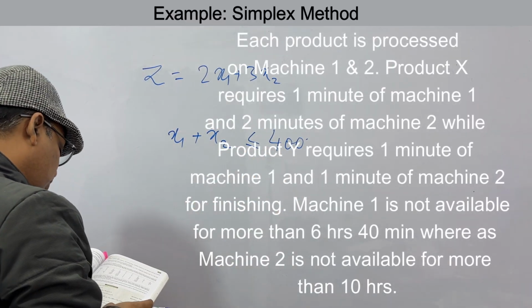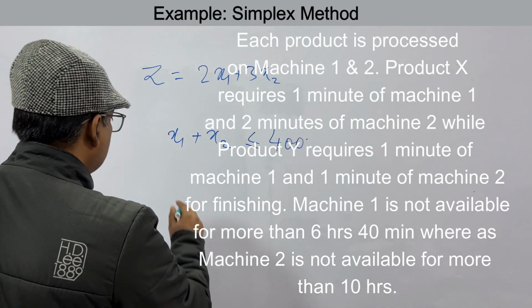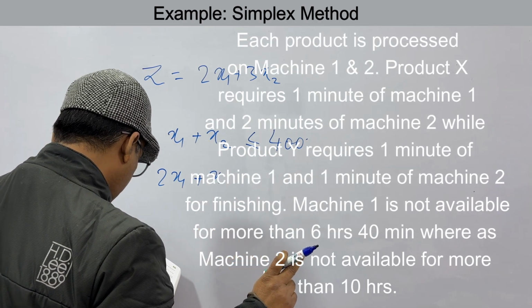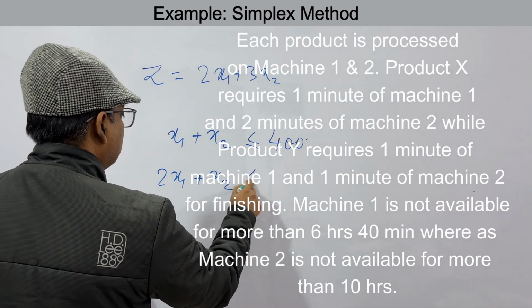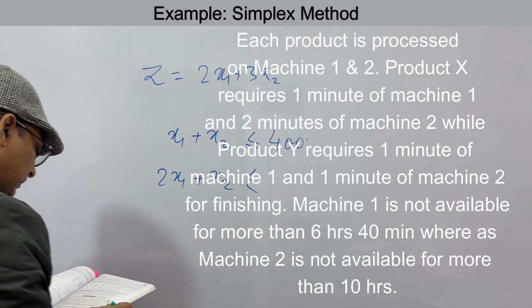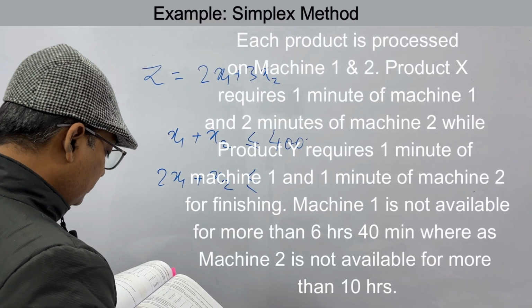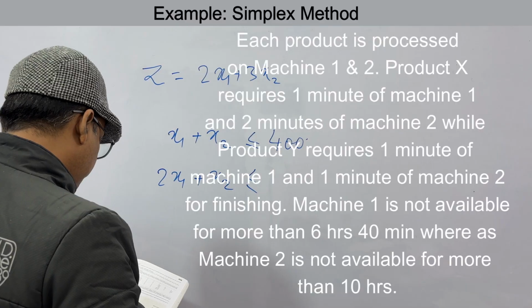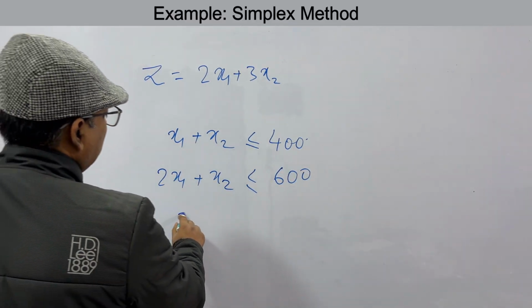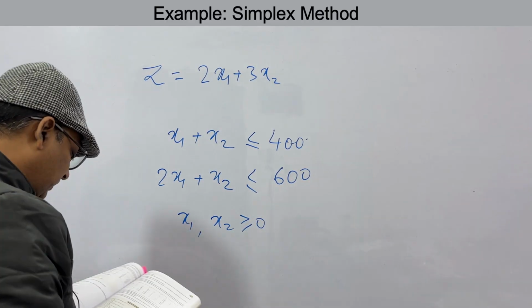And the second one is 2. The second says 2 minutes on the second machine, so this will be 2x1 plus x2, because product B requires 1 minute only. The second machine is available for 10 hours. So 10 hours means 600 minutes. So these are our constraints, and obviously since these are numbers of products, x1 and x2 have to be greater than or equal to 0. It cannot be a negative number.